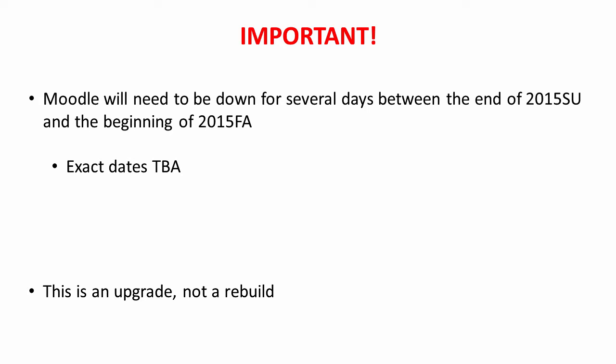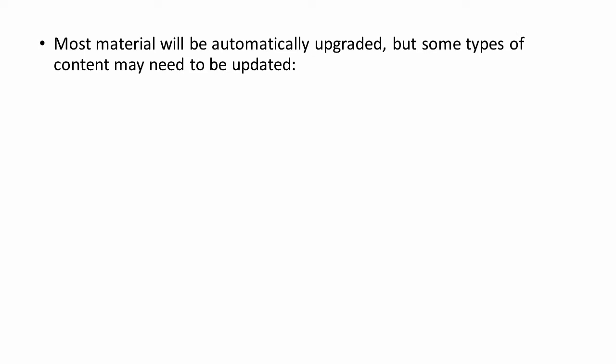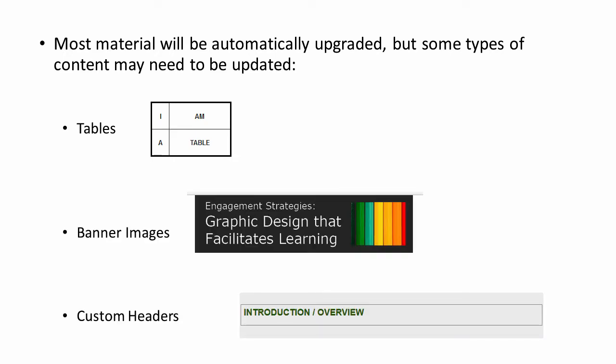As well, this is an upgrade and not a rebuild. Our site will remain at moodle.abtech.edu, and most content will be updated automatically. However, because the underlying code for the site is changing significantly, certain content objects may need to be looked at to ensure that their settings have been inherited. These content objects include tables, banner images, and any custom headers you have in your course. When we do go to Moodle version 2.8, be sure you look at these and ensure that they look the way you want them to.